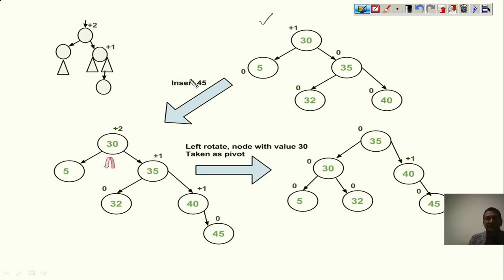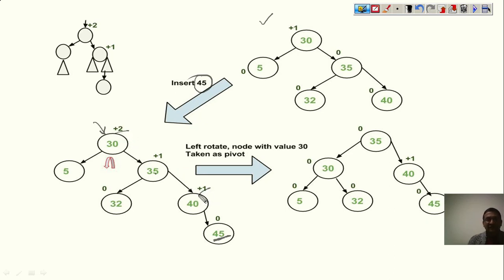Now we insert 45. When you insert 45, how do we start? We have to start from the root. 45 is more than 30, we go here. 45 is more than 35, we go here. 45 is more than 40, we go here, and we insert this node here. So we insert a node in the normal process like we do in a BST, but because of this insertion, there is a possibility that the balancing factor of these nodes may get disturbed. So we have to check it again.